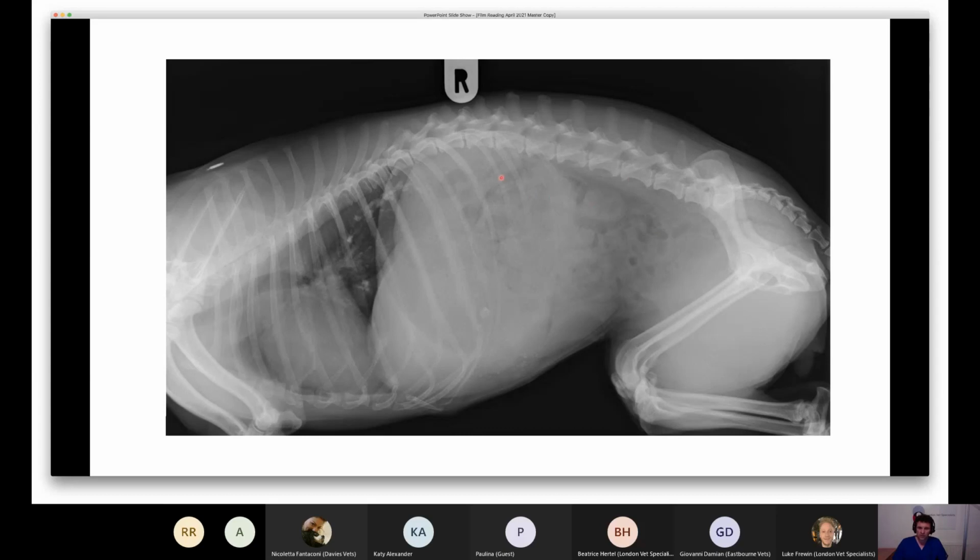And as a result of that, it's making it very tricky to see any of the other abdominal organs. So we can't really see the bladder, we can't really see the kidneys, we can maybe see a little bit of the spleen, but nothing else.